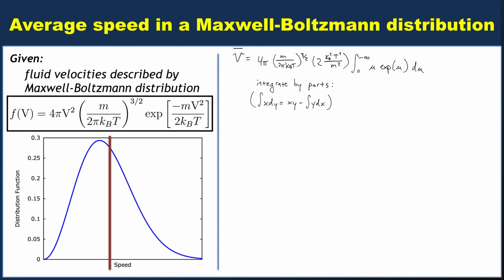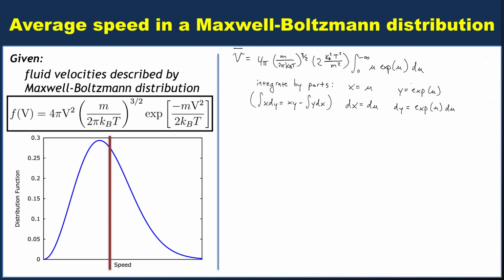What we want to do is to set mu equal to the x variable in an integration by parts. So remember how this works. If we choose x equal to mu, dx becomes d mu. That leaves dy equal to e to the mu d mu, meaning that y just equals the exponential function. That's the nice thing about the exponential. If you choose it for dy, then y is still just the exponential function.